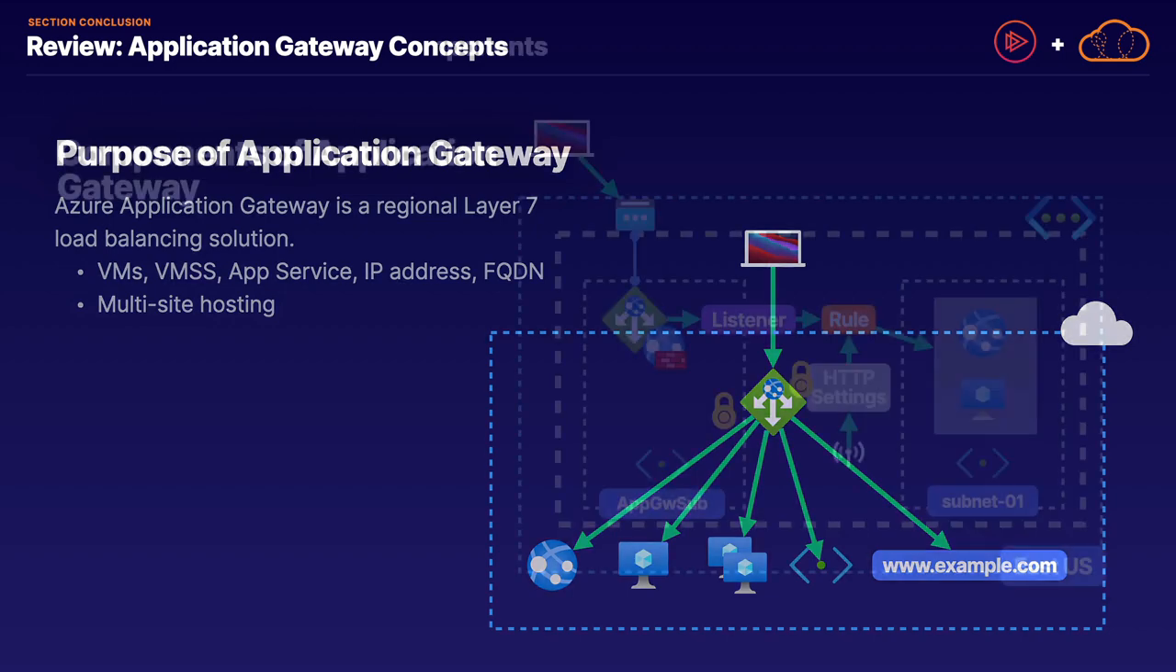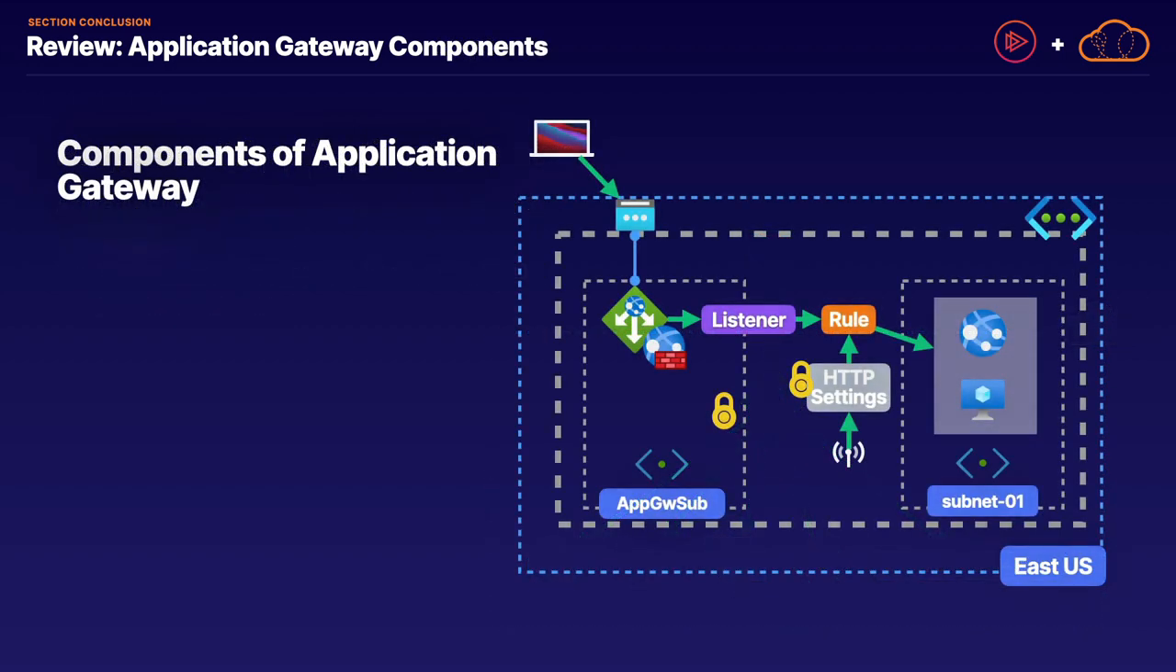Now, the components that make this all possible are that front-end configuration, be that public or private, those back-end targets that are actually servicing the traffic, the listener that is capturing that traffic and making sure that the traffic gets to the appropriate routing rule. And it's these rules that tie everything together: the listener, the HTTP settings, and the health probe.